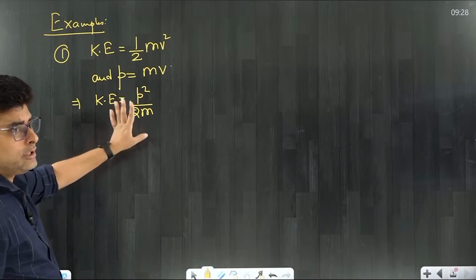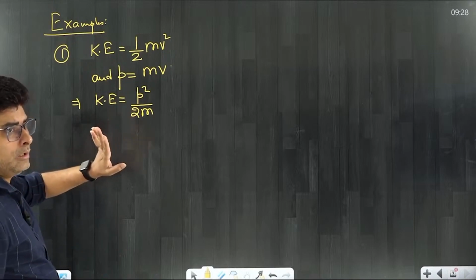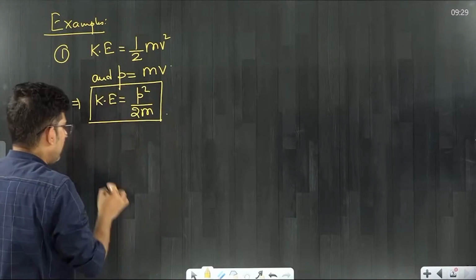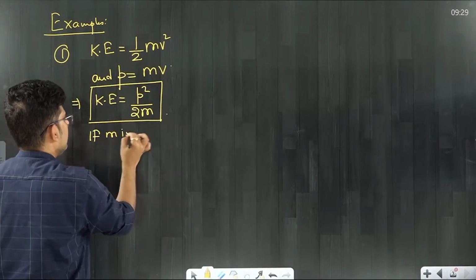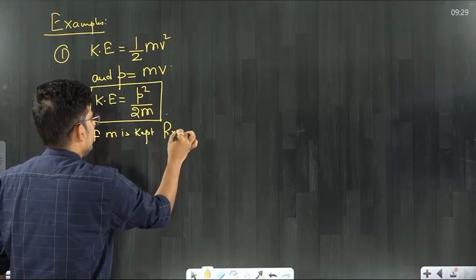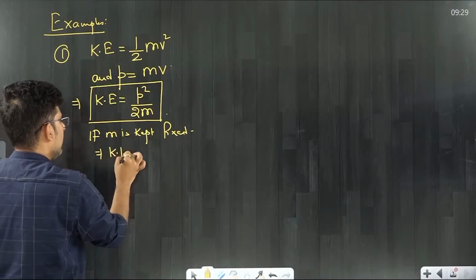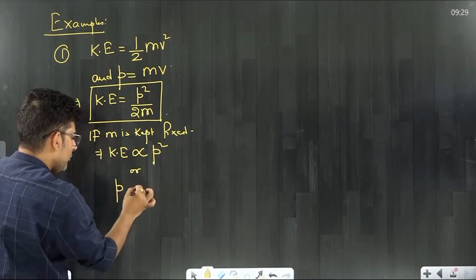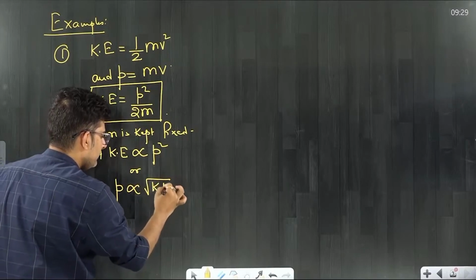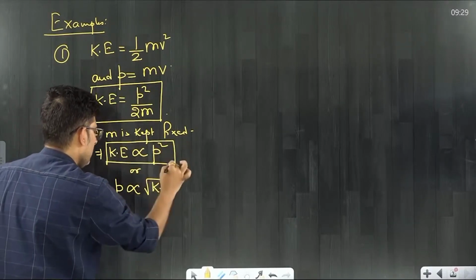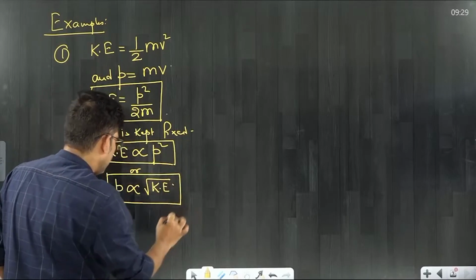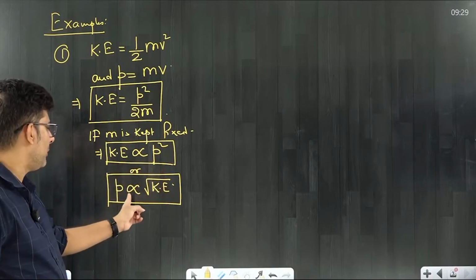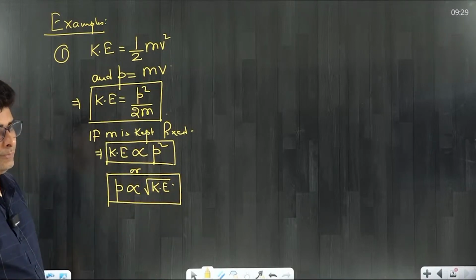Kinetic energy is p square by 2m, right? Yes, p square by 2m. This is the relation. So can I say, if mass is kept fixed, kinetic energy will be proportional to p square, or momentum will be proportional to root KE? Can I write these two or not? If the mass of the body is unchanged, it is not increased or decreased, so kinetic energy will be proportional to p square and momentum p will be proportional to root kinetic energy?